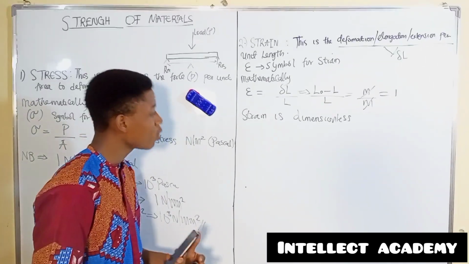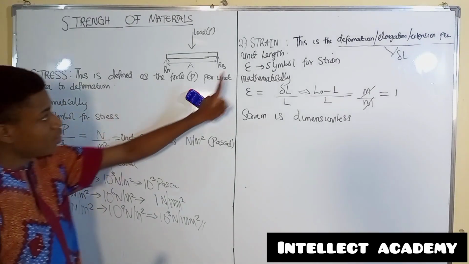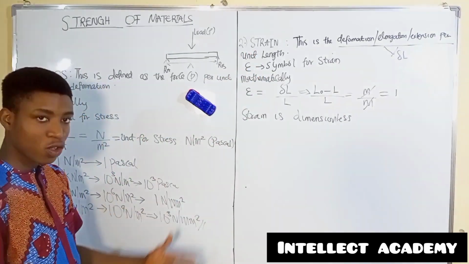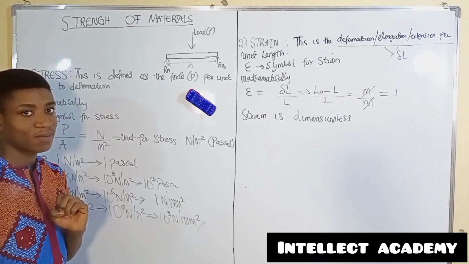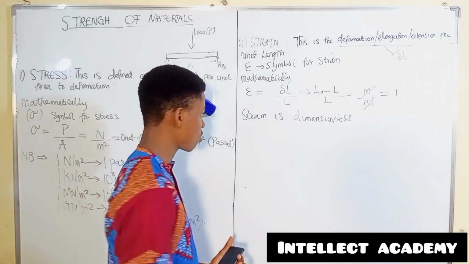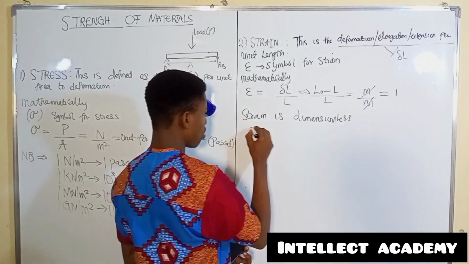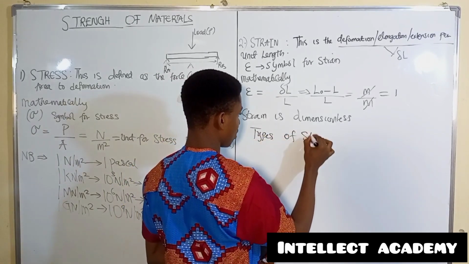So we have defined what stress is. We have defined what strain is. We have given you what the formulas are. It's very, very important you take note of that. Now we'll go to the types of stresses. So we have types of stresses.